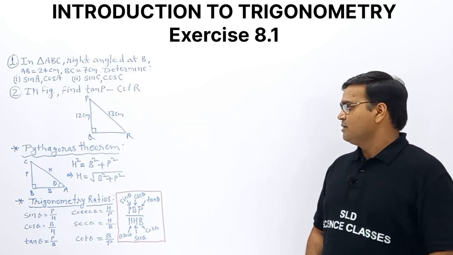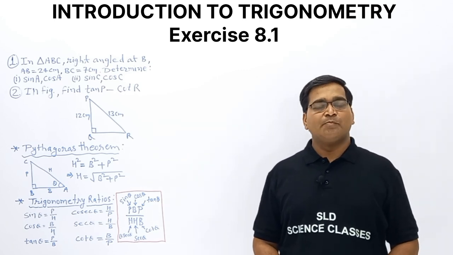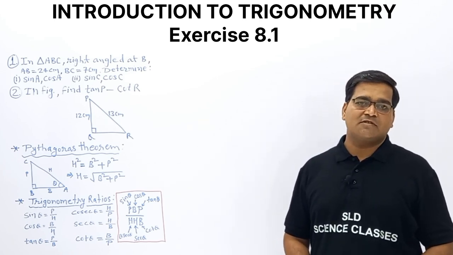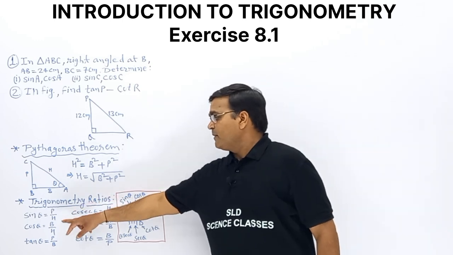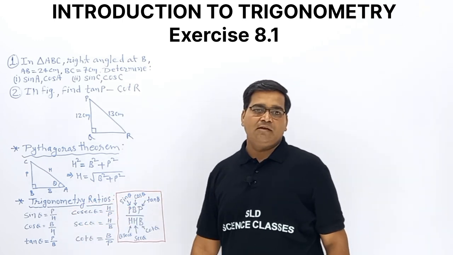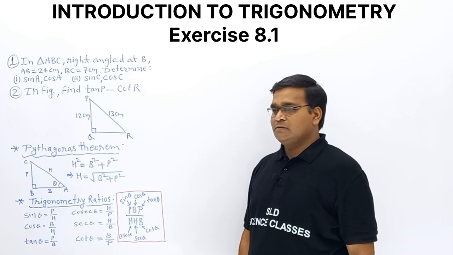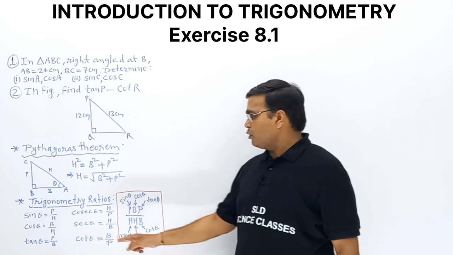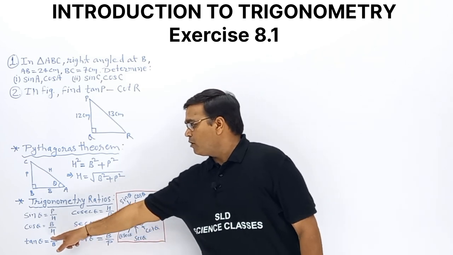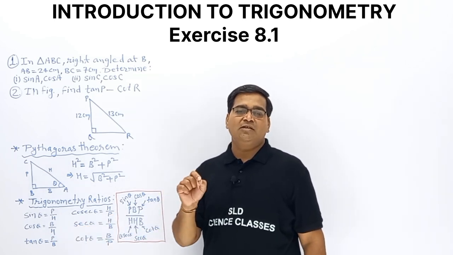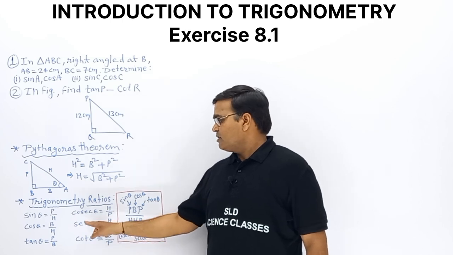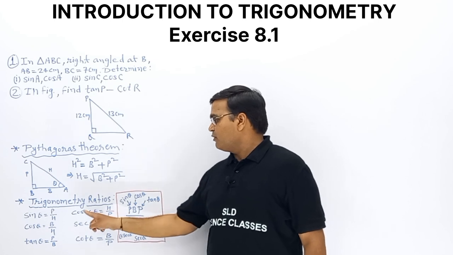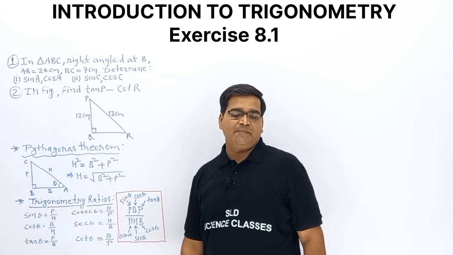We have 6 trigonometry functions: sin theta, cos theta, tangent theta, and the reciprocals of these. Cot theta is the reciprocal of tangent theta, 1 upon tangent theta. Sec theta is the reciprocal of cos theta, sec theta equal to 1 upon cos theta. And cosec theta is the reciprocal of sin theta.